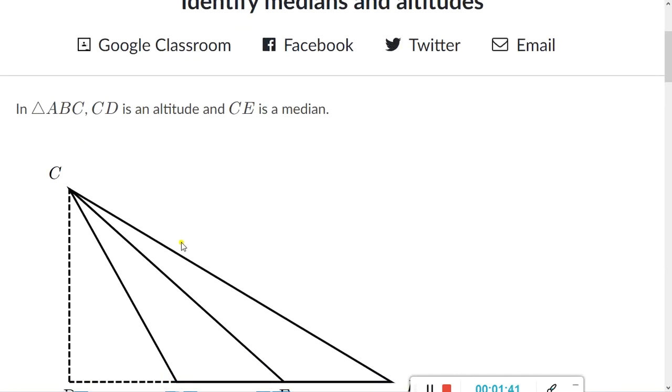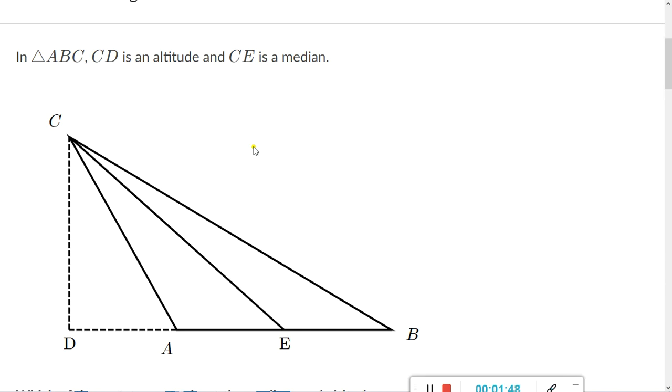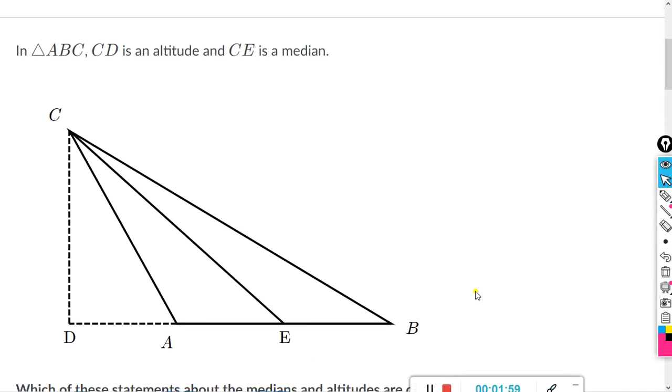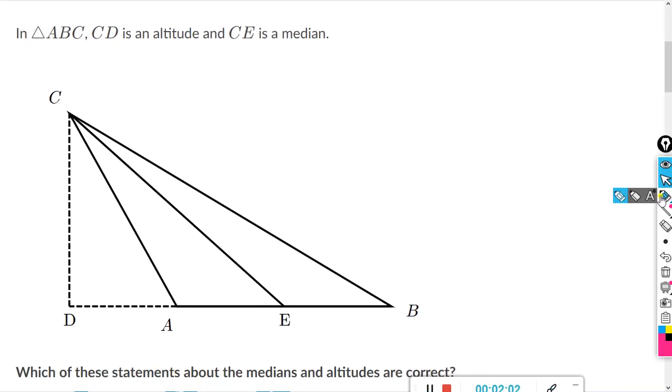Let's see here. It says in triangle ABC, CD is an altitude and CE is a median. They want to know which of these statements about the medians and altitudes are correct. We have to choose two answers. If we know that CD is an altitude, it has to be perpendicular to this side right here. So perpendicular means it makes a right angle. I'm going to draw that angle in there.